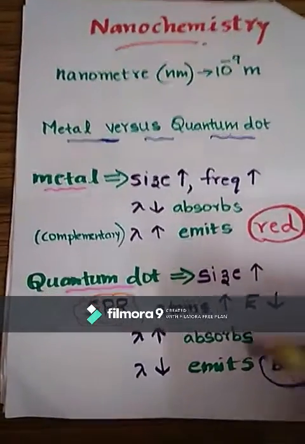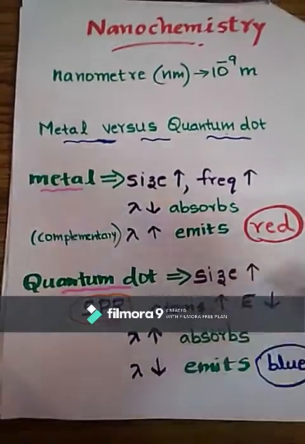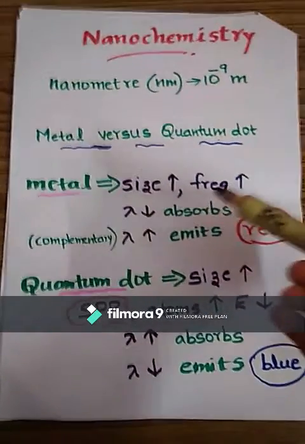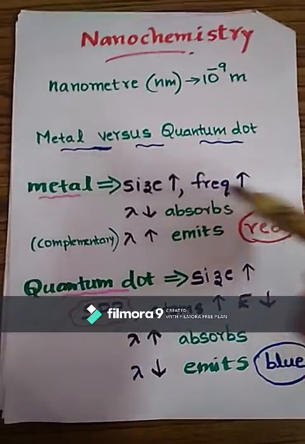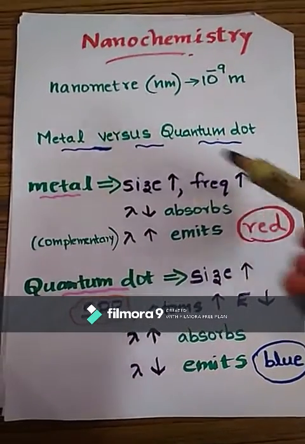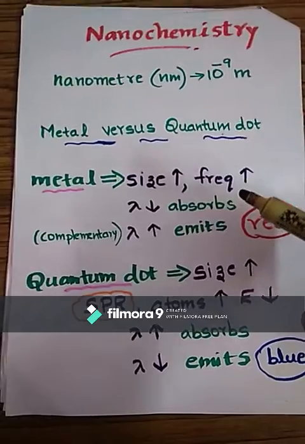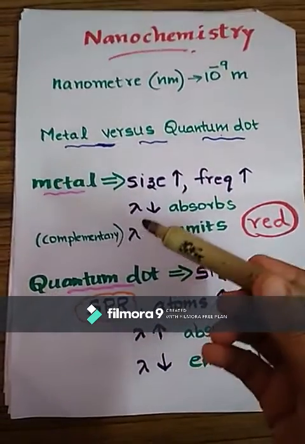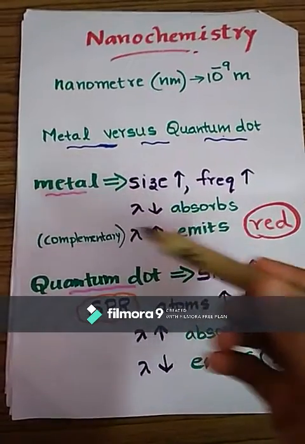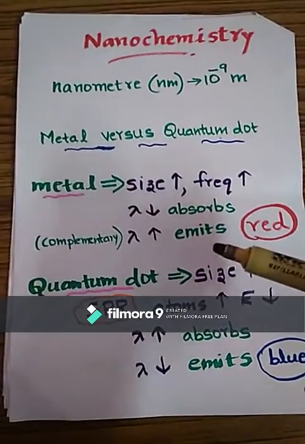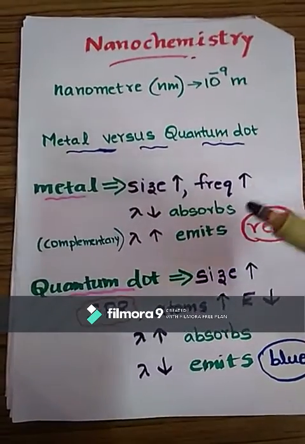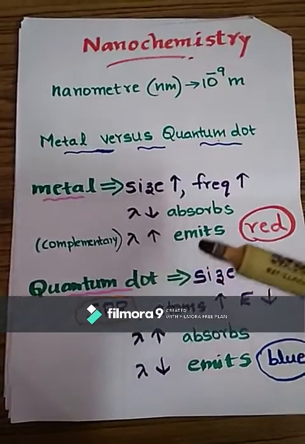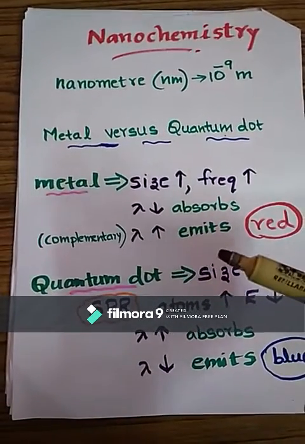First of all, if we are taking a metal, it must be a nanoparticle. If its size is supposed to be 100 nanometer, its oscillatory frequency will be high, and as the frequency increases, wavelength decreases. Thus, the wavelength of the particle will be less. Thus, it will absorb light having lower wavelength and emit light having longer wavelength.